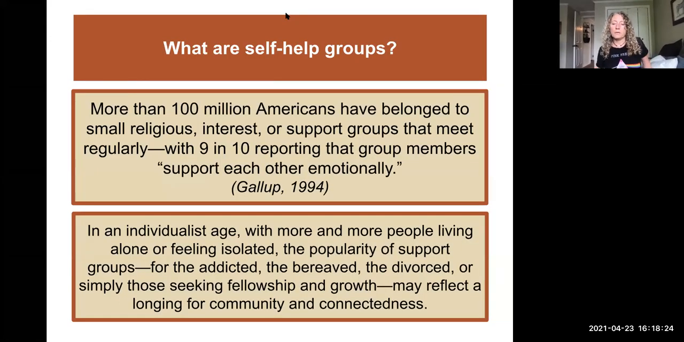So we have bereavement support groups, if you've lost a family member, cancer support groups, if you have cancer, and Alcoholics Anonymous is a very big support network. And the point of it is that everybody is sharing similar experiences. And sometimes we need that.